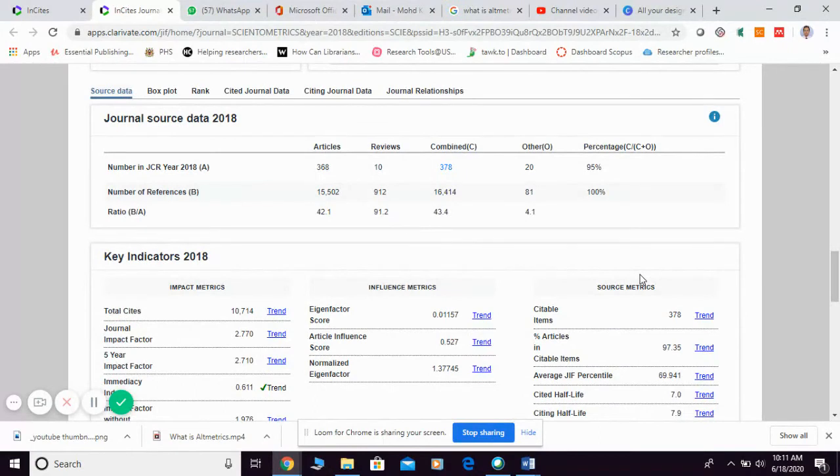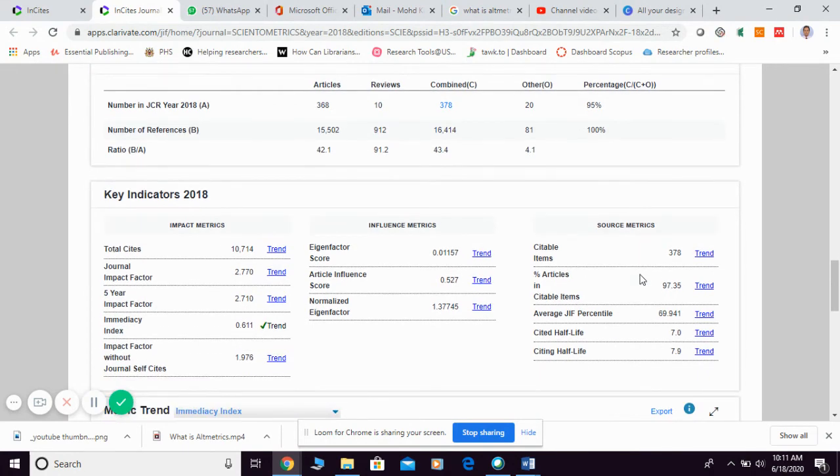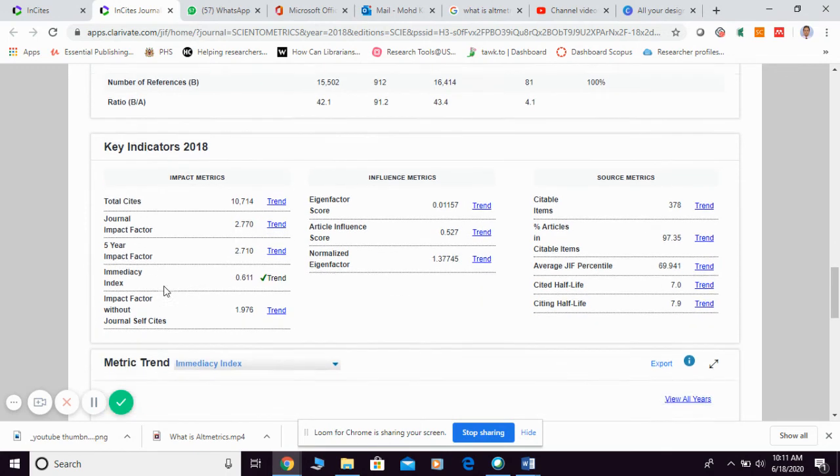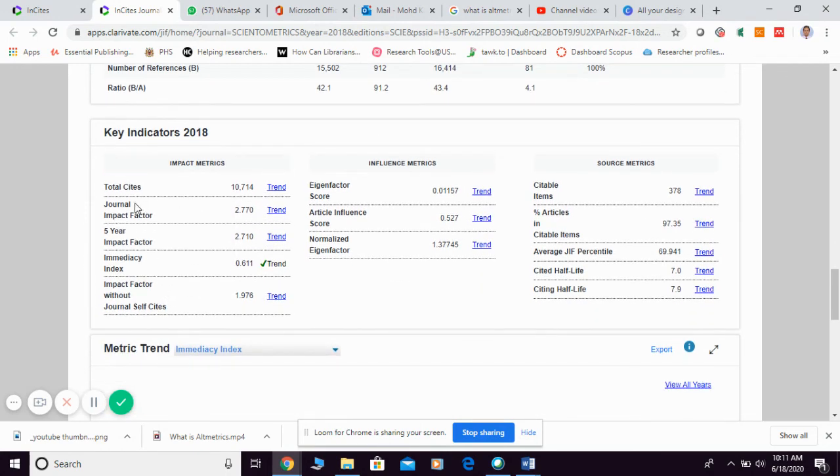as an indicator to evaluate the quality of the journal, because it's going to measure the average citations for the journal for a longer period of 2 years. So as you can see here, this is the journal impact factor for this journal. So it takes into account 2 years, as compared to this one, immediacy index, which is only measured within 1 year.